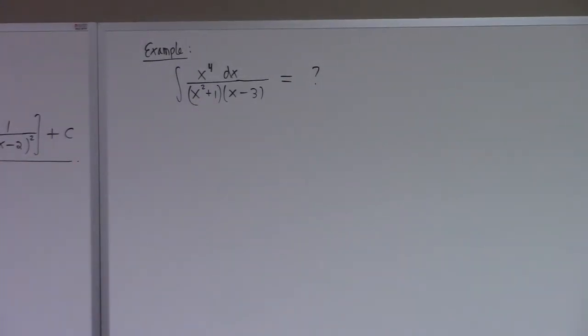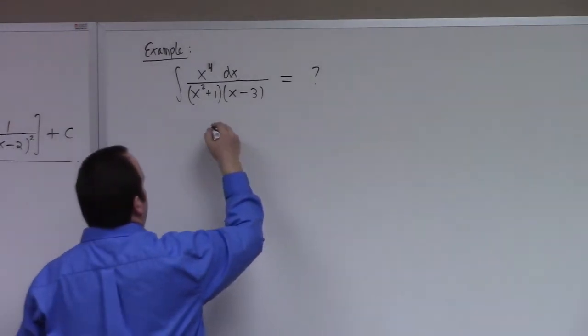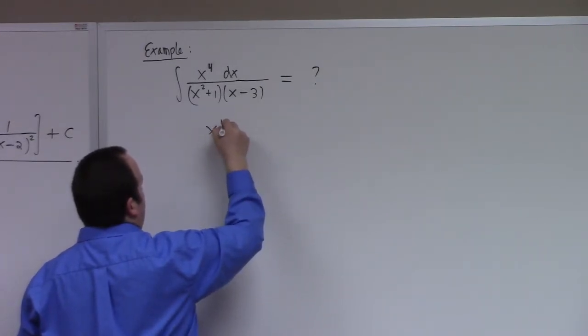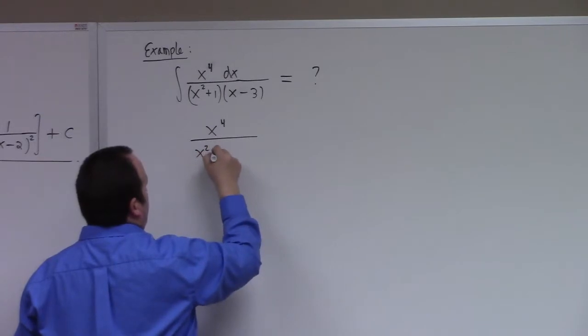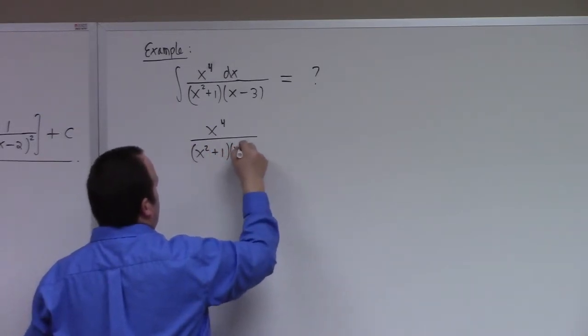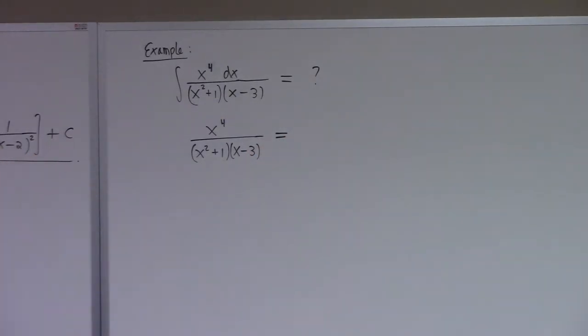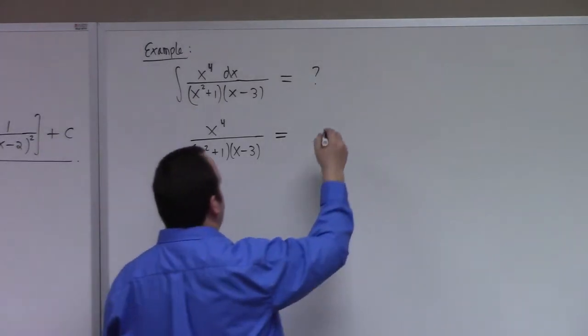So this time, I can't just go on my merry way and do partial fractions because I don't have a proper rational function just yet. So what I have to do is say, okay, x to the fourth over x squared plus 1 times x minus 3 is equal to what? Well, it's equal to some polynomial plus a proper rational function. Now, how do I find that polynomial? I gotta do long division. I think it's probably helpful for me to multiply out the denominator here.